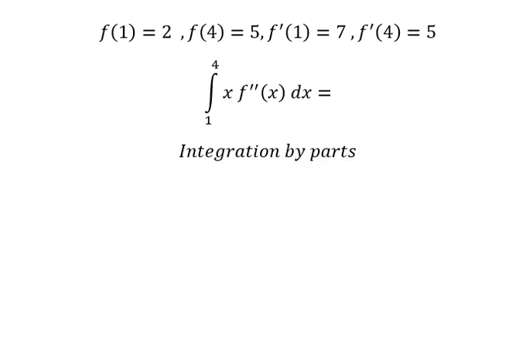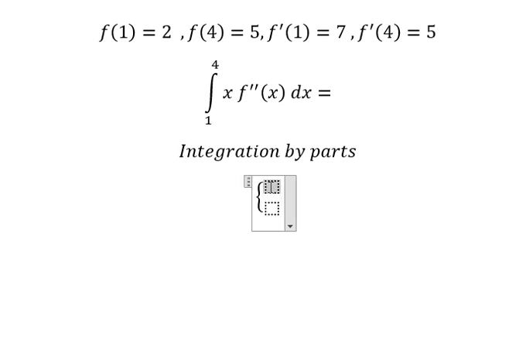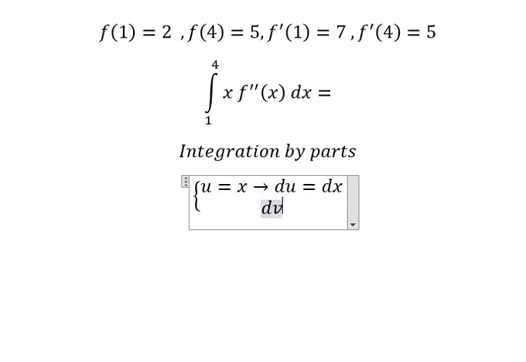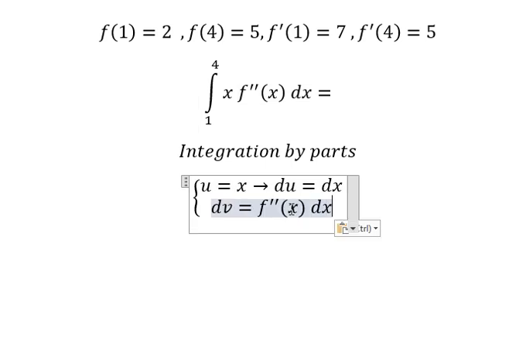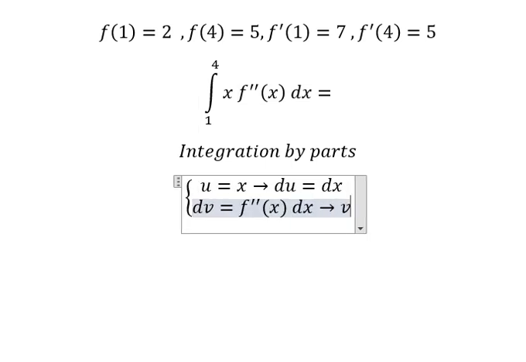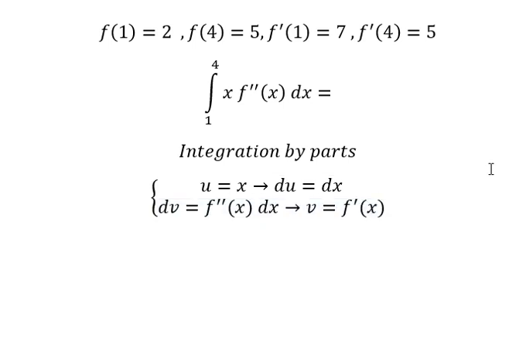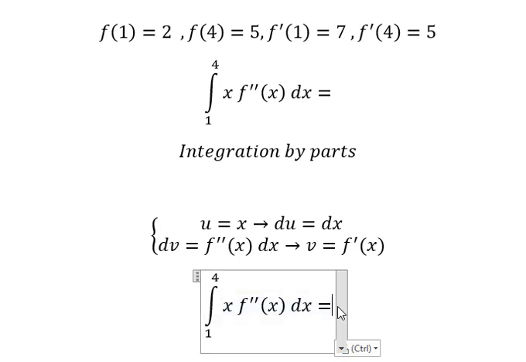So I will put u equals s. Later we take the first derivative for both sides, and we have du equals ds. dv is this one. So the integration of this one, we have v equals f(s), the first derivative of s. Now for this one, we have u multiplied by v.